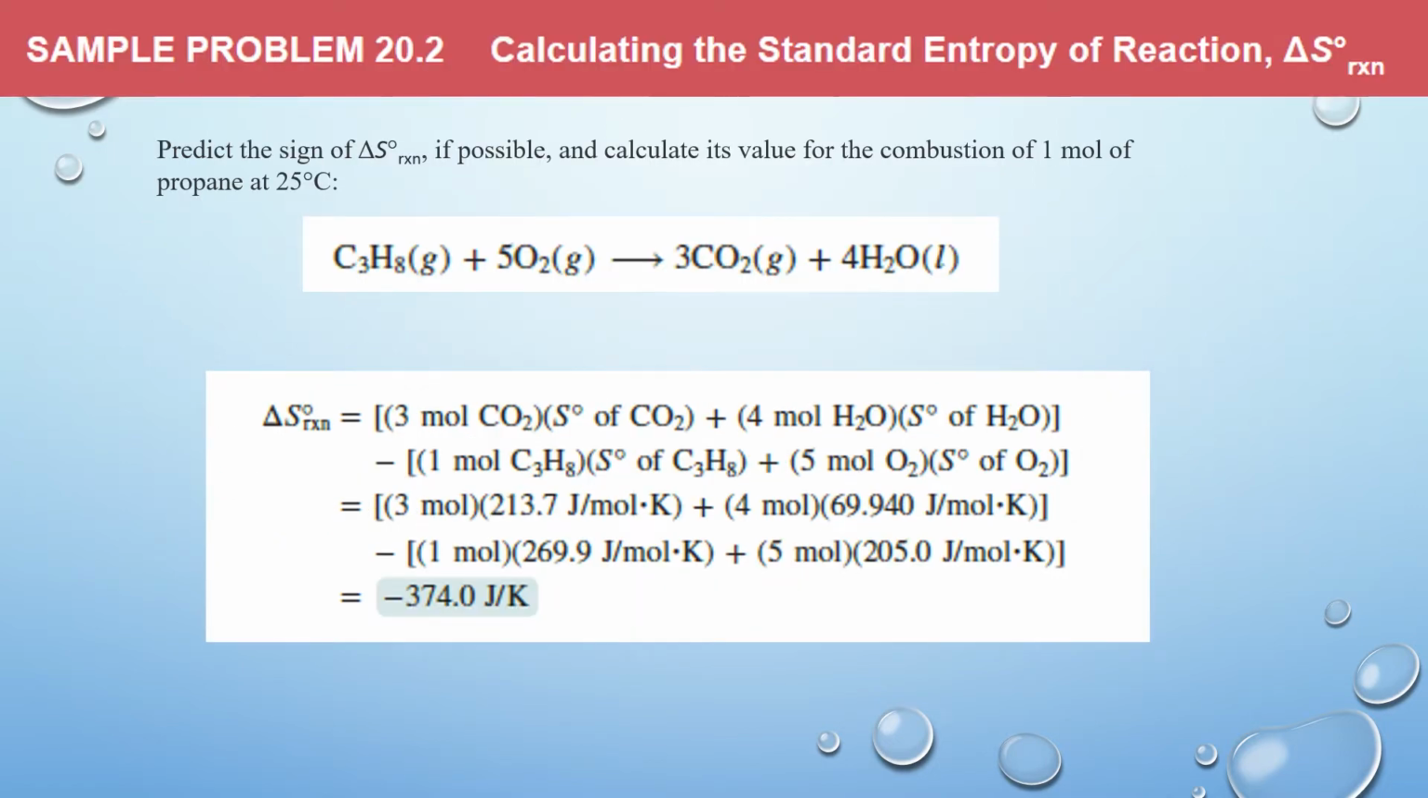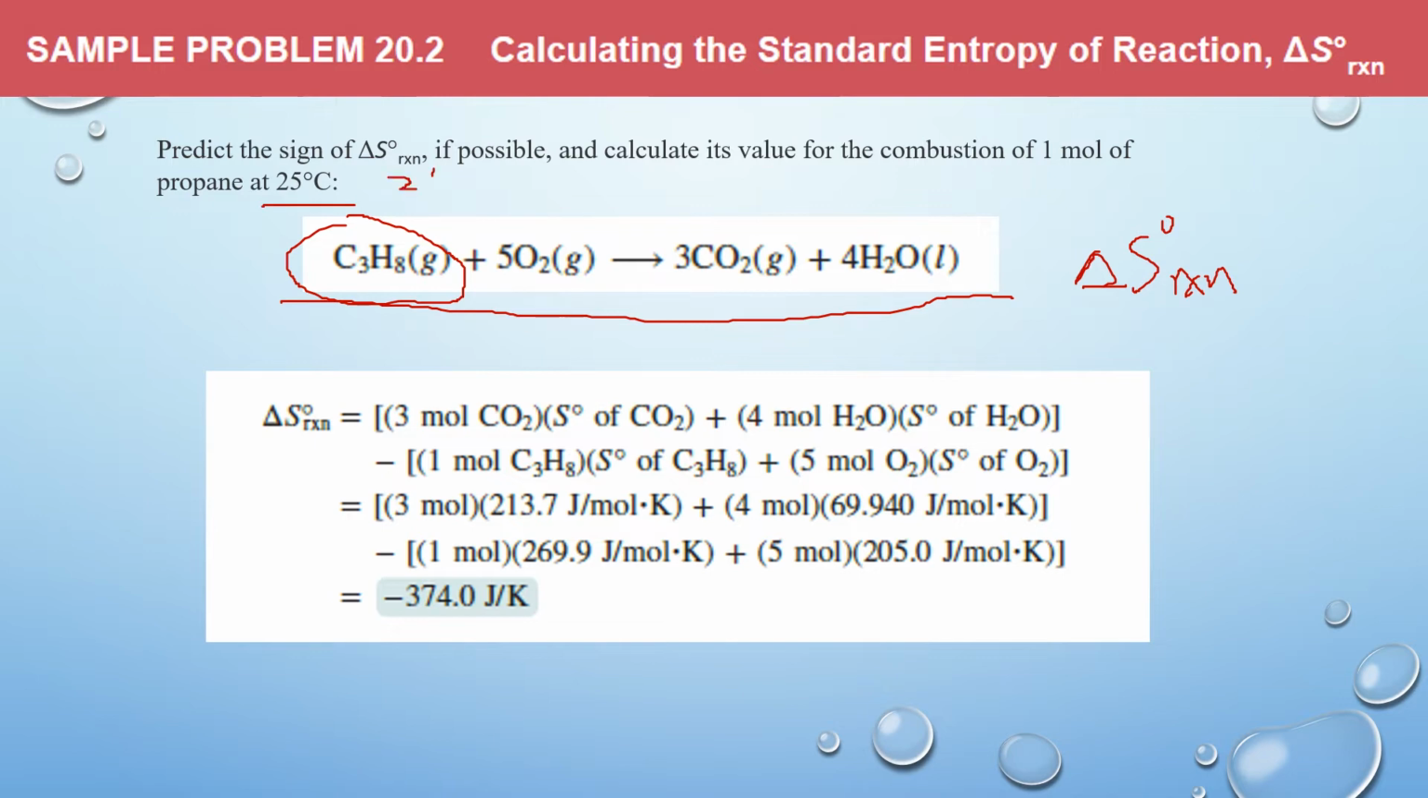So let's look at another example problem. We have this chemical reaction, and we want to know the delta S of the reaction at the standard state. The question says to calculate this value for the combustion of 1 mole of propane. This is propane, and it has a coefficient of 1. This is room temperature, 298 Kelvin. Again, we can use the table in Appendix B, looking for the S naught, or standard entropy value, for all of these compounds in the reaction.